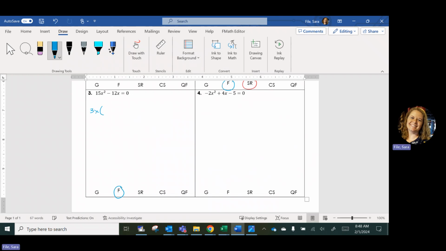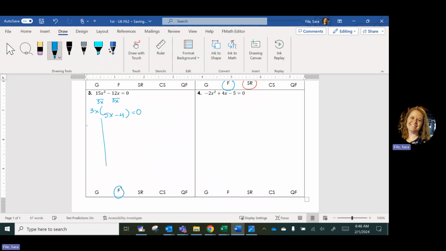If I divided both of these terms by 3x, that would become 5x, and that would become just -4. Everybody good with the factoring I did? Once you factor, you're ready to split and solve.